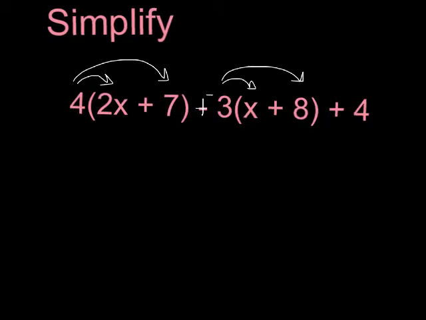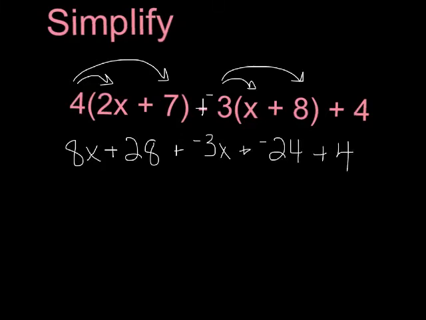So let's go through and do this. 4 times 2x is 8x, plus 4 times 7 is 28. Now we can stick with plus, but we'll probably change it back to minus in just a minute. Negative 3 times x is negative 3x, and negative 3 times 8 is negative 24, and then we bring down the 4. Now let's go through and find all of those like terms. We've got an 8x and a negative 3x. I'll change colors. We've got a 28, a negative 24, and a positive 4.